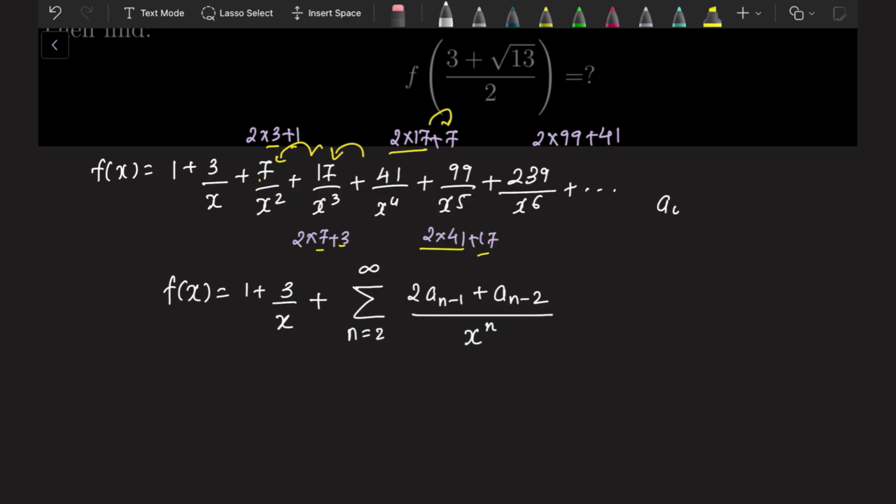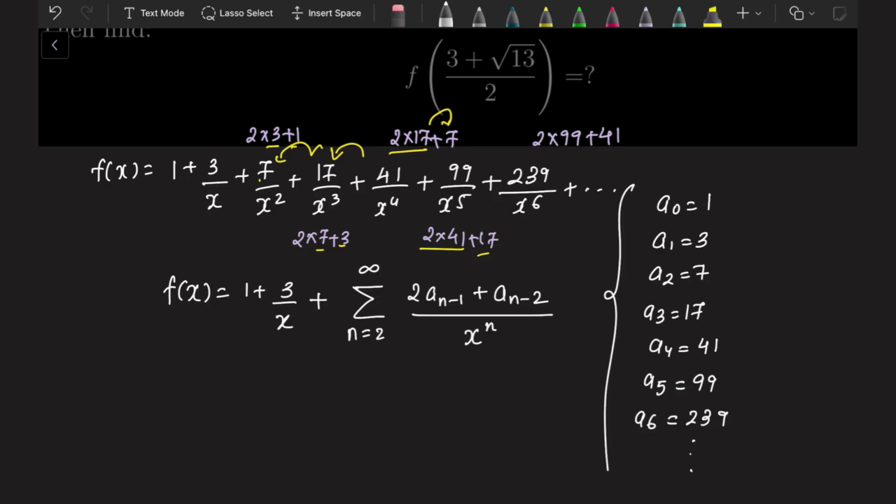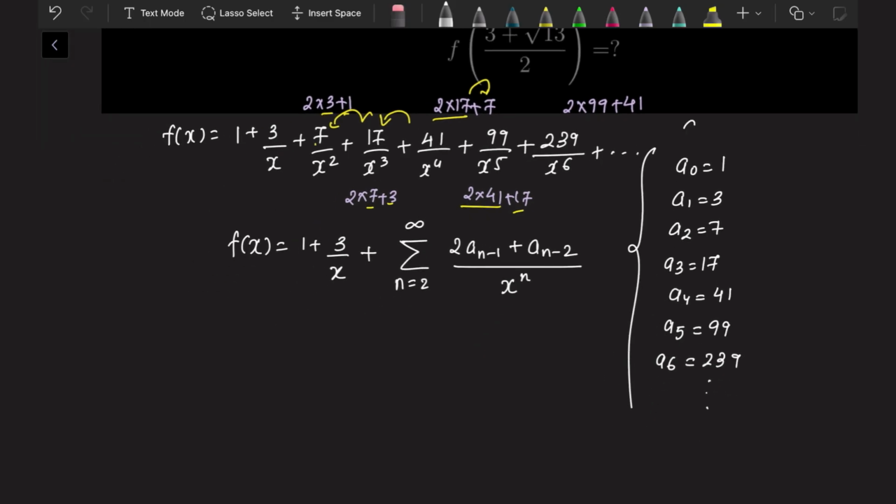So I can just mention over here that a0 is 1, a1 is equal to 3, a2 is equal to 7, a3 is equal to 17, a4 is equal to 41, a5 is equal to 99, a6 is equal to 239 and so on. So I have also described what this a n suffix means.